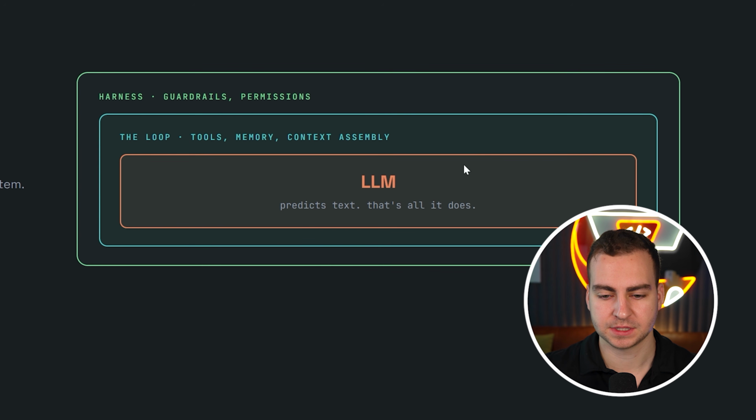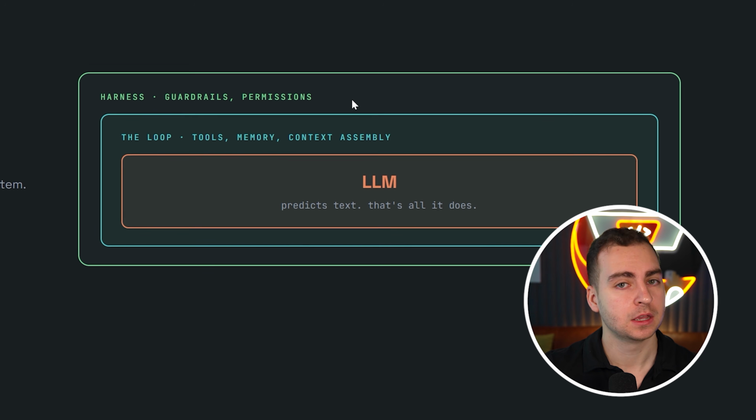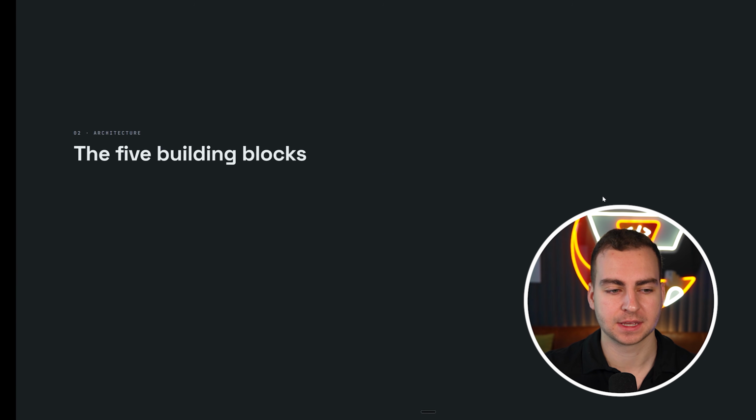So you can have a quick look at this diagram here. In the center, we have the LLM. This is kind of like the brain. It's really powering everything. We have the loop. The loop is things like tools, memory, context, assembly. And then we have the harness, which really controls the loop and allows the LLM to take various actions. You'll see what I mean in a second as we go deeper into the explanations.